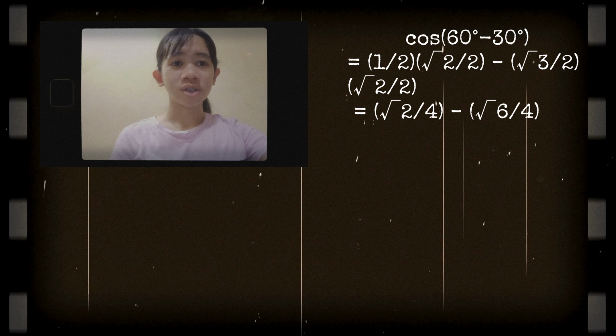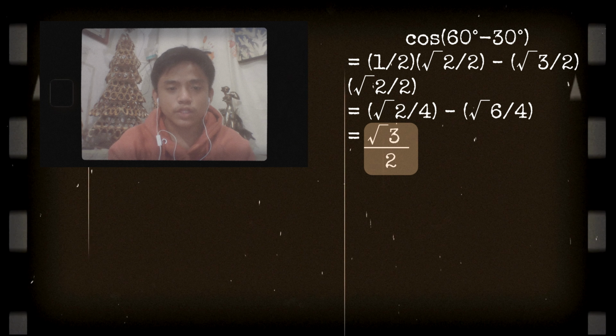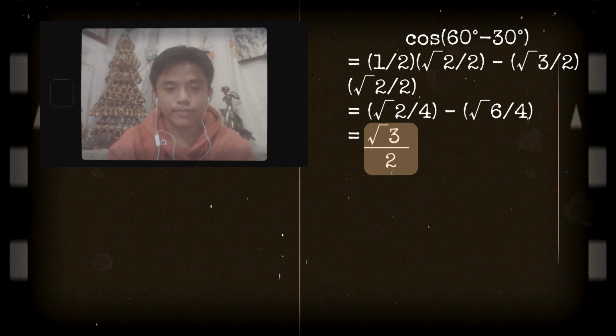Another example would be cosine of 60 degrees minus 30 degrees, and we would substitute known values again. It will now become 1/2 times square root of 3 over 2 plus square root of 3 over 2 times 1/2, which will then become square root of 3 over 4 plus square root of 3 over 4. Combined, it will become square root 3 over 2, which is our final answer.